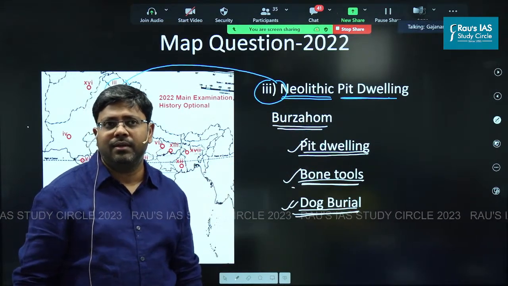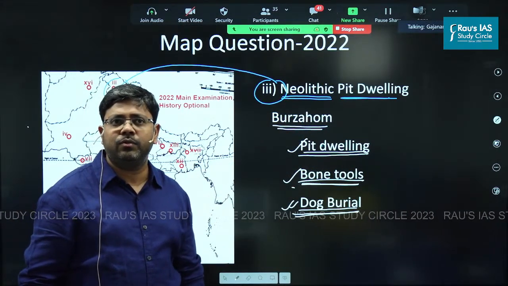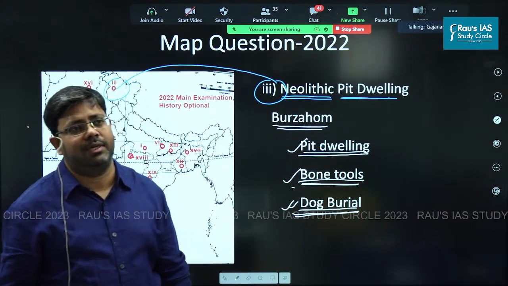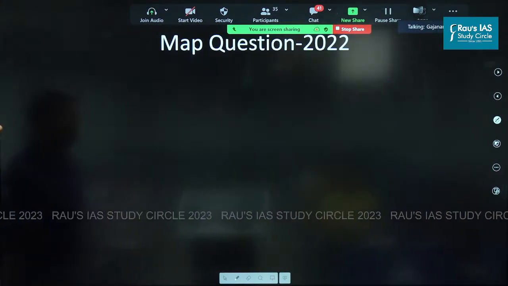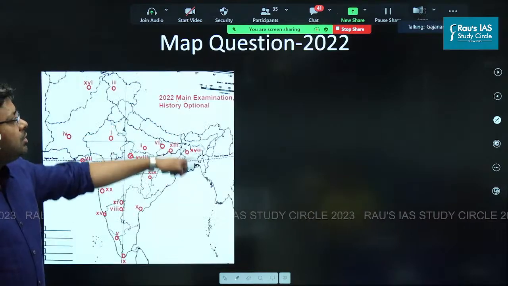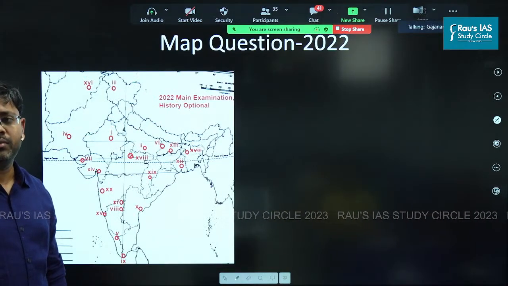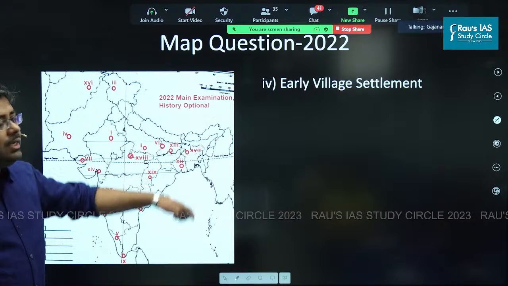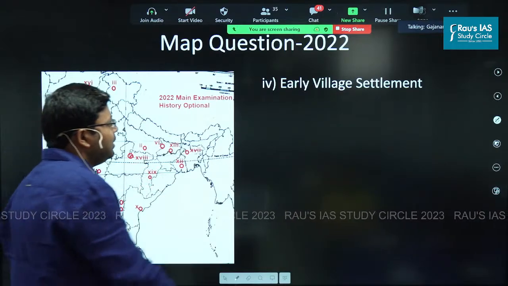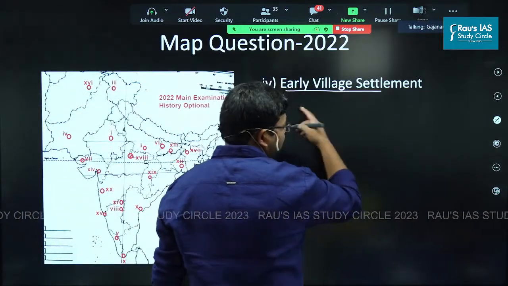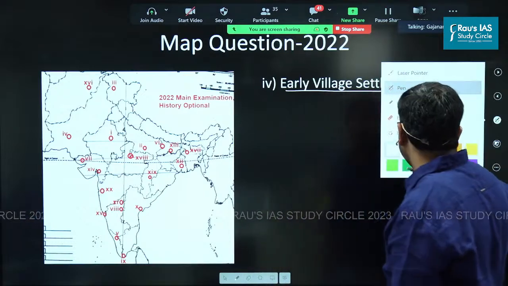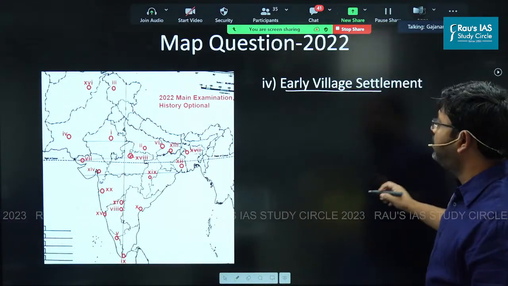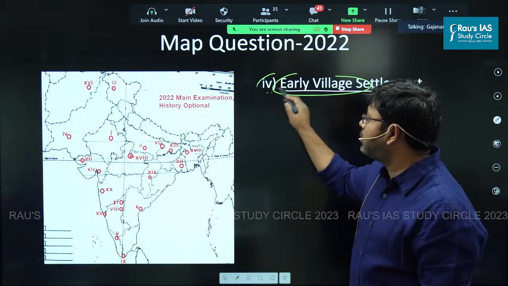Correct? One more site, online candidates. Should we go for one more site? Anmol? Okay. See this. If you talk about one more question from 2022, no? They said early village settlement. उन्होंने बोला early village settlement. And you had to match this with 4.